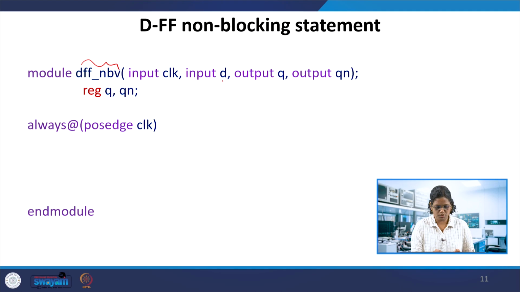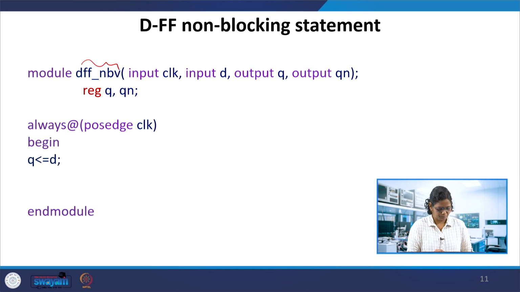Input clock, input D, and output Q and output Qn. So this is a D flip flop. Reg Q and Qn, because Q and Qn are used in the always block. Always at the passage of the clock, begin.